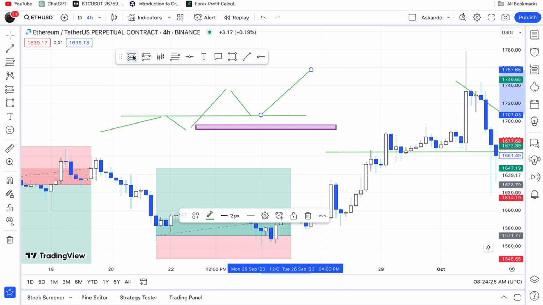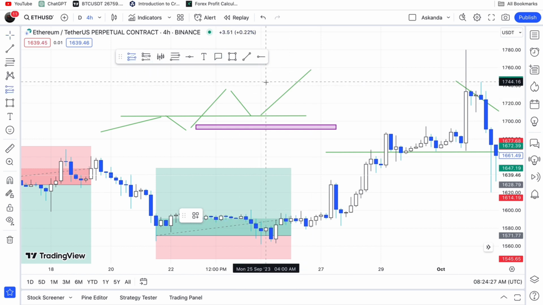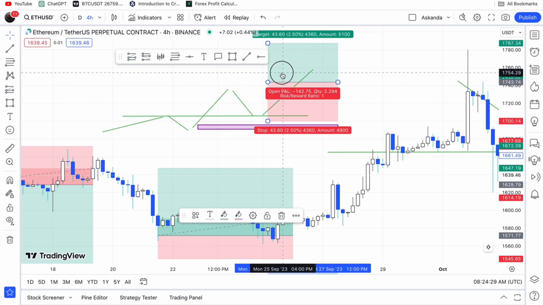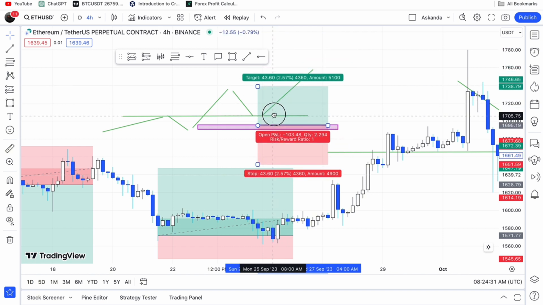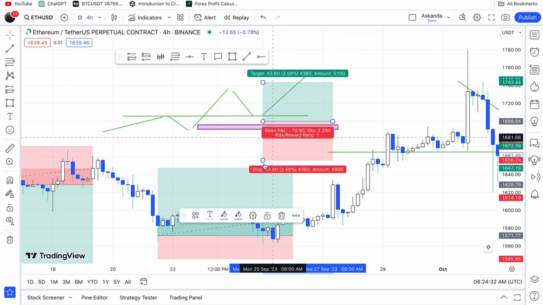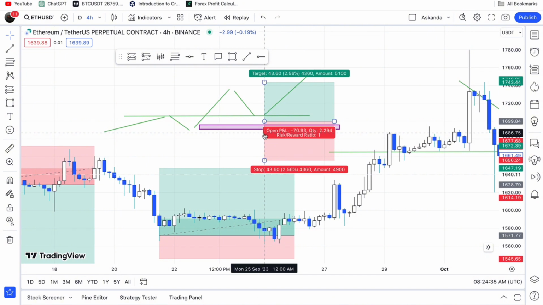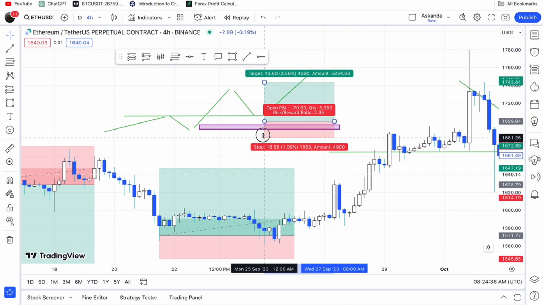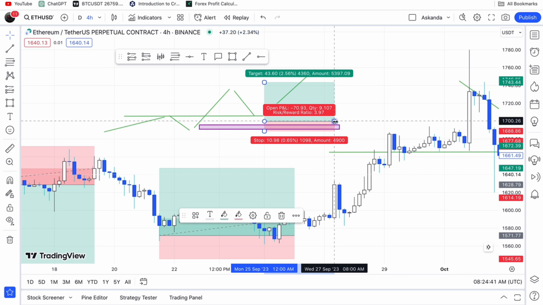Usually it's around a 1:3, 1:4 ratio. If we enter the trade around here, we'll put our stop loss at the nearest support level. So this is where our stop loss will be. You have gotten it right.